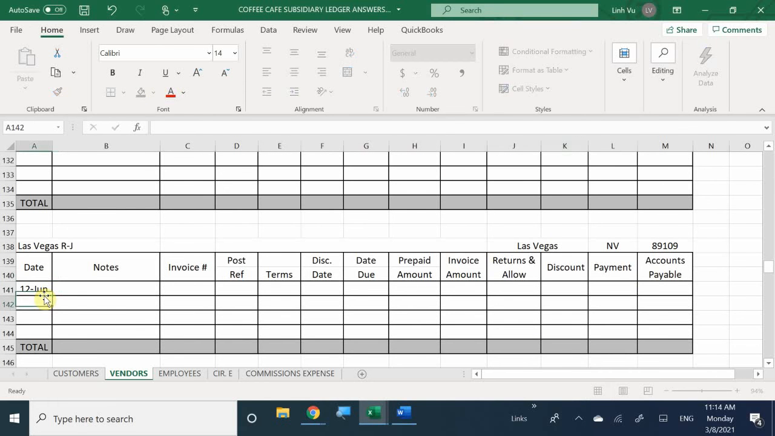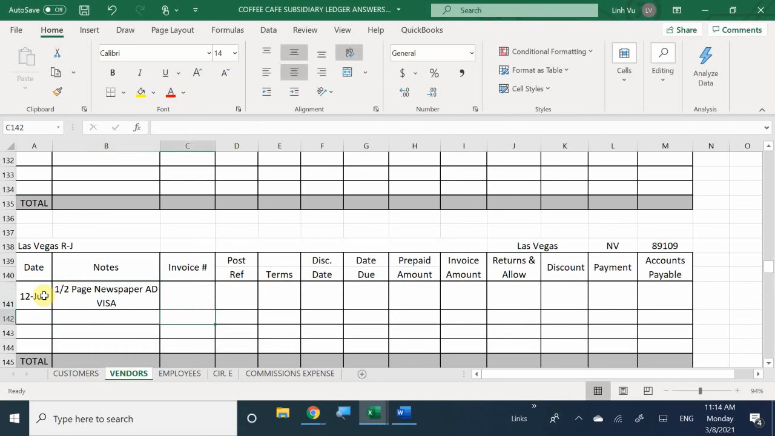So again, the 12th. And what did you order? You order half a page newspaper ad. Okay. And I'm going to also indicate that I paid by Visa. Right? Invoice, there was no invoice number. Post reference, once again, is General Journal number 4. Of course, there's no terms because I paid right then and there with a business credit card. So the amount that I paid was $85.